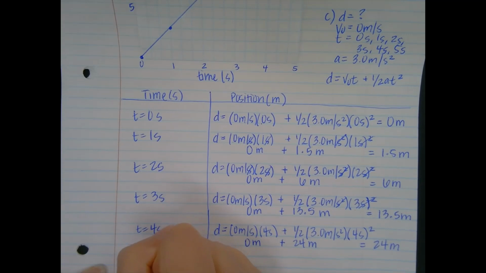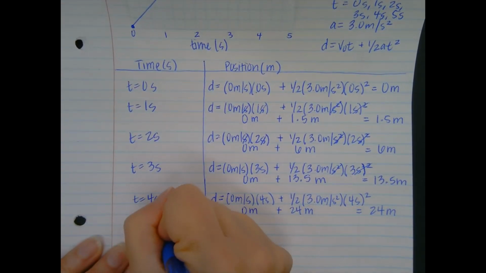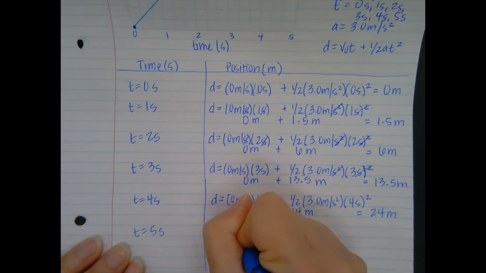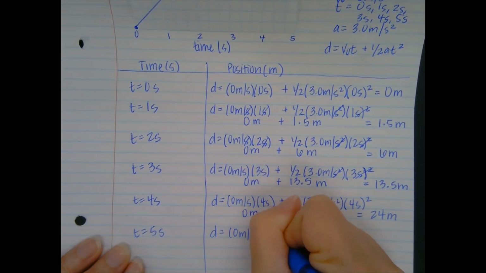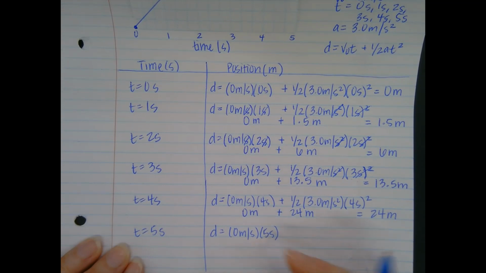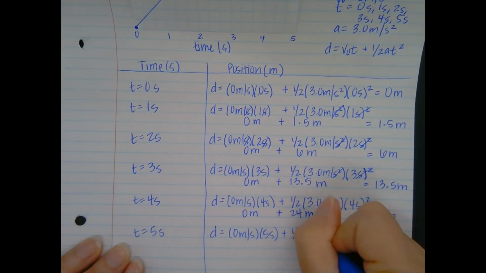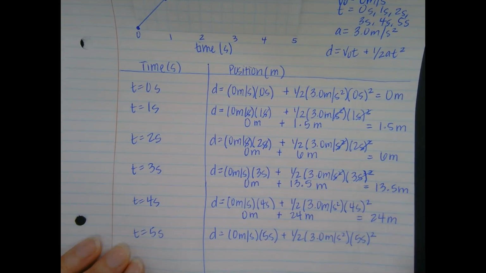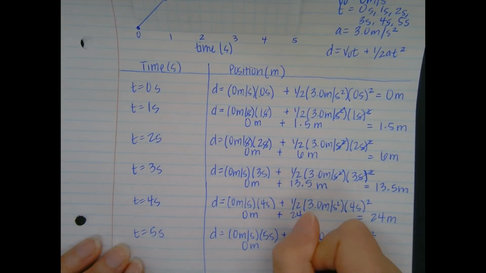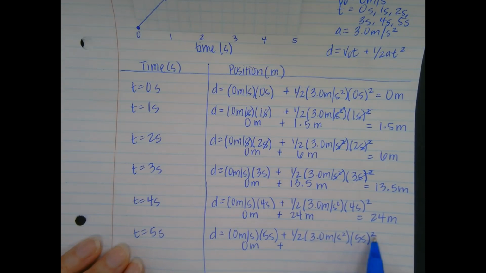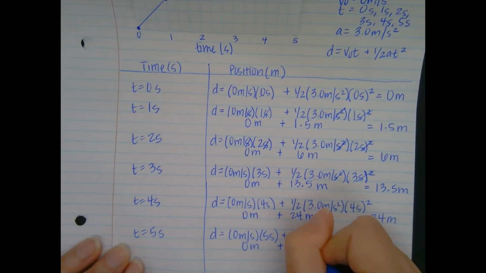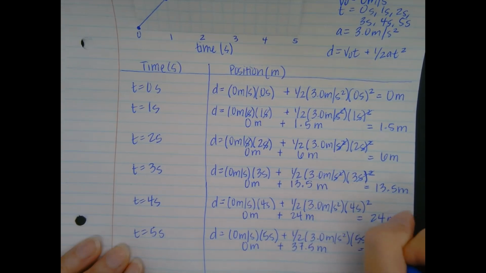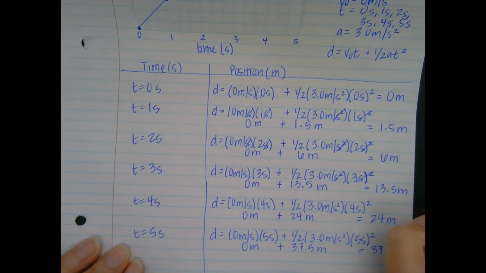And lastly, let's do t equals 5 seconds. Distance equals 0 meters per second times 5 seconds. Again, initial velocity times my time, plus 1/2 of my acceleration, 3 meters per second squared, which I got from the graph and my data points, times 5 seconds squared. So 0 times 5 is 0, plus 1/2 times 3 times 5 squared, which is 25, is 37.5 meters. So after 5 seconds, my car would have traveled 37.5 meters.